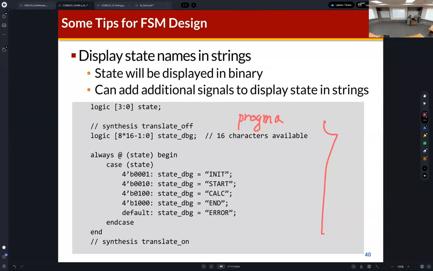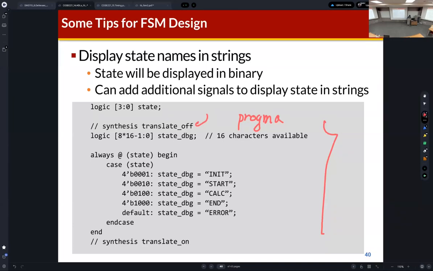So this is the example. After this pragma, synthesis translate off, I declare a logic data type, declared as 8 multiplied by 16 minus 1. So we can store 16 characters inside of this state debug data, right? And then for each state, it stores the string. These lines will not be synthesized, so after this code, our remaining code needs to be synthesized.